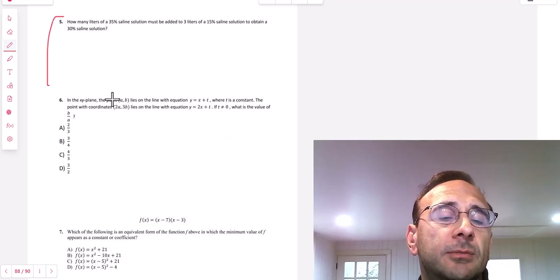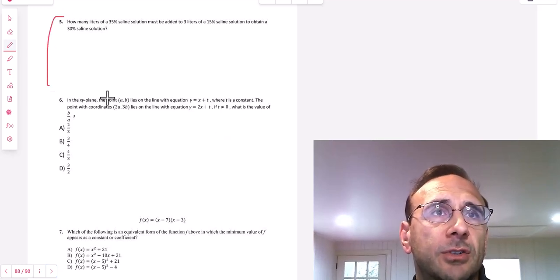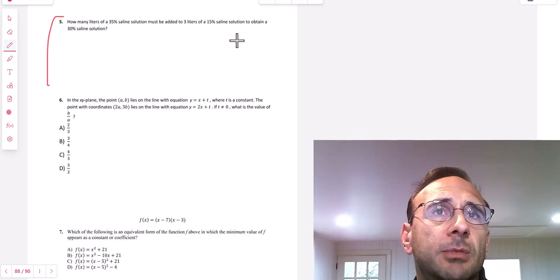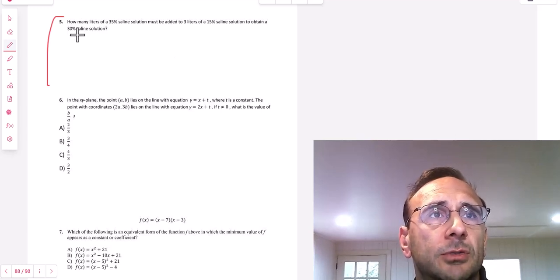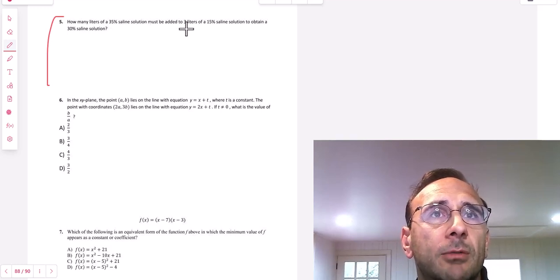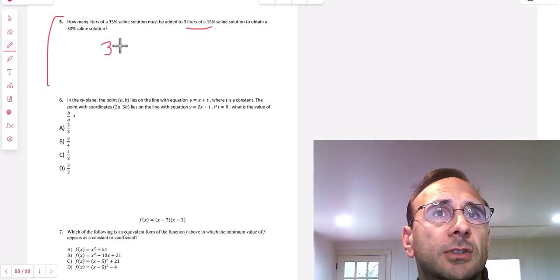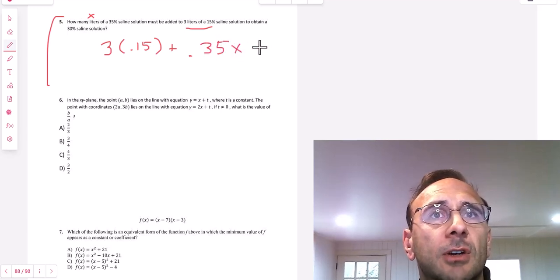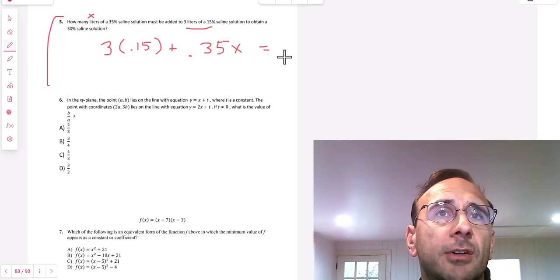Number 5, bit of chemistry. They've tested this kind of thing occasionally. How many liters of the 35% solution must be added to 3 liters of the 15% solution to get a 30% solution? So to get the amount of saline, we times the concentration by the amount. So for example, 3 liters times 0.15 gives us the amount of saline that this one contributes. We add then, we don't know how many liters of the 35, so let's call it x, 0.35 times x. And that's going to give us our resulting solution, which needs to have a 30% concentration.